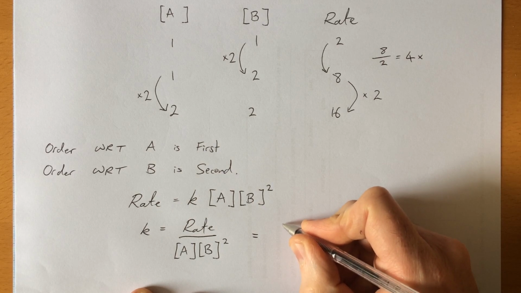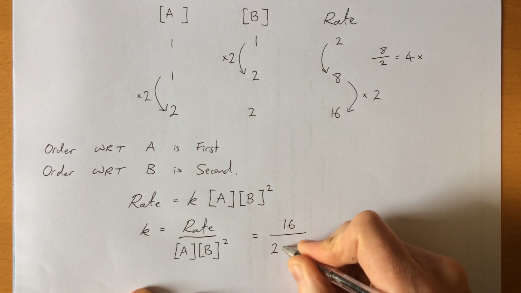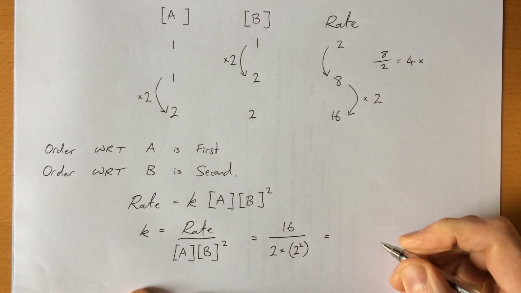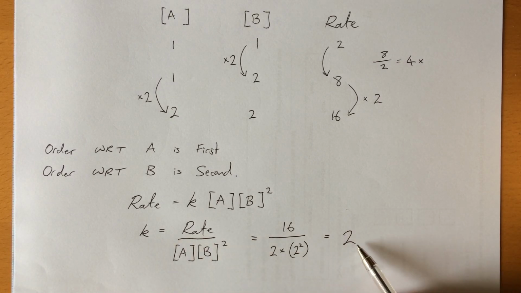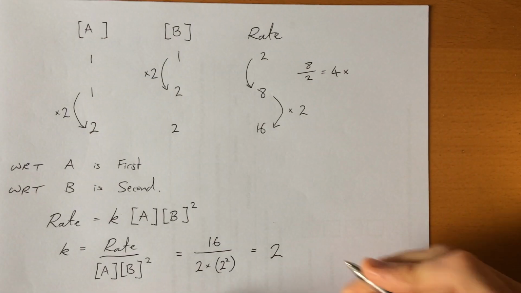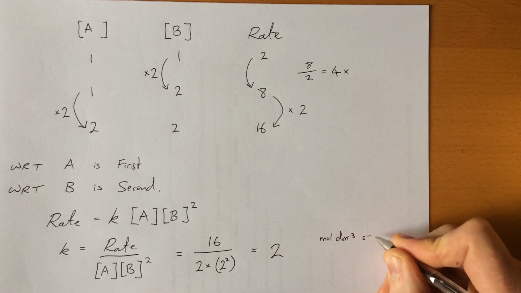So the rate is equal to 16. I'm going to divide that by 2, multiplied by 2 to the power 2. Work that out, and it gives you a value of 2. So the rate constant is 2, and its units, well, rate is in moles per decimeter cubed per second.